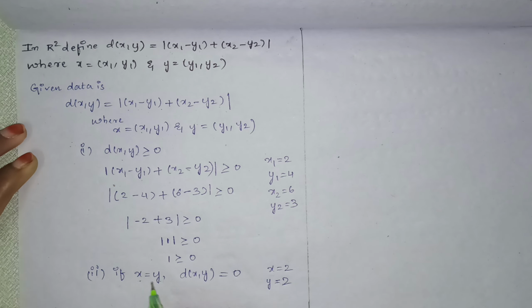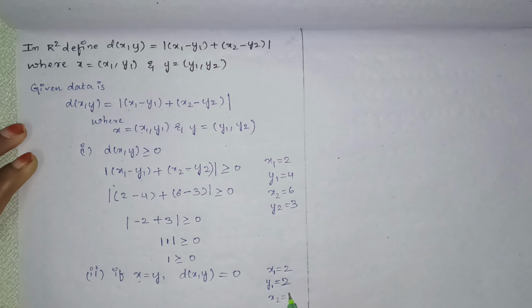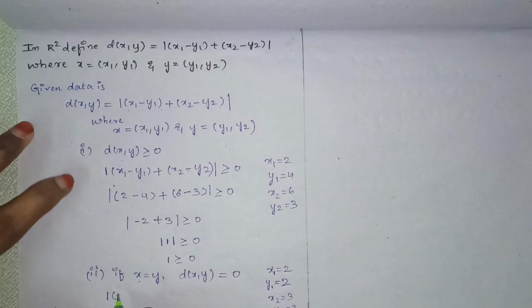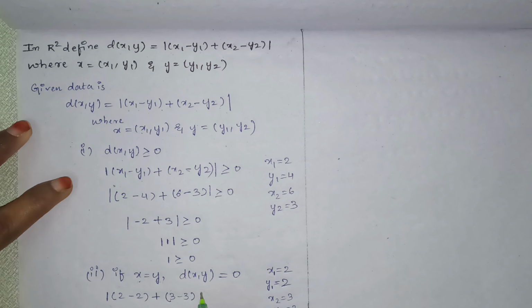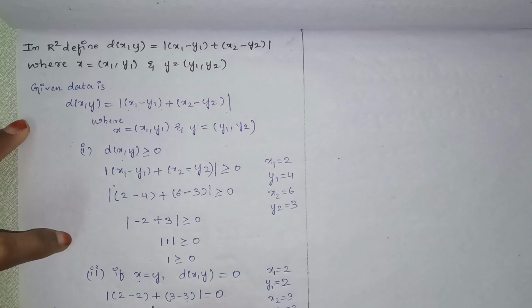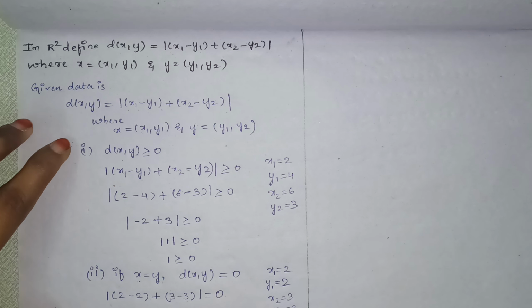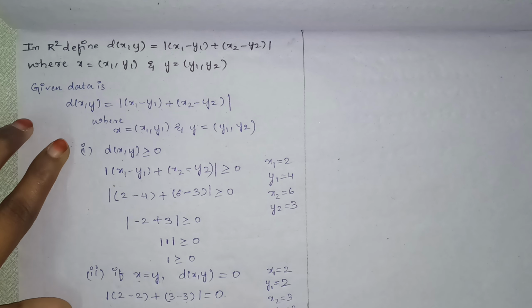So, we need to take x is equal to y. So, I am taking x1 is equal to 2 and y1 is equal to 2, x2 is equal to 3 and y2 is equal to 3. Mod x1 minus y1 is nothing but 2 minus 2, plus x2 minus y2, 3 minus 3, is equal to 0. We need to prove that. Therefore, 2 minus 2 is 0, 3 minus 3 is 0. Mod 0 is 0. Therefore, d of x comma y is equal to 0 if x is equal to y. Therefore, mod x1 minus y1 plus x2 minus y2 is equal to 0.